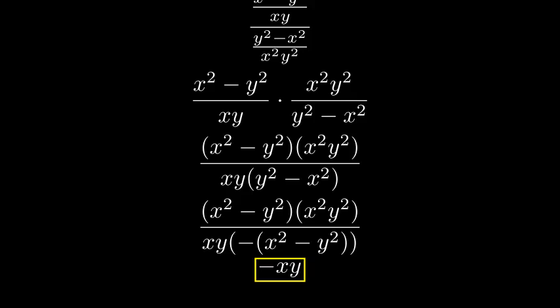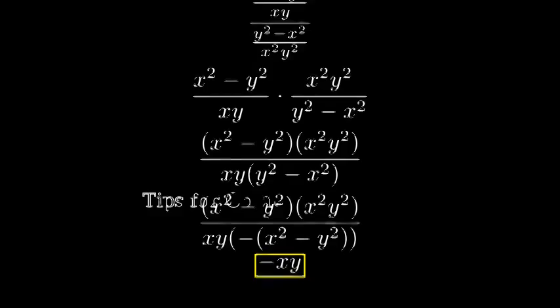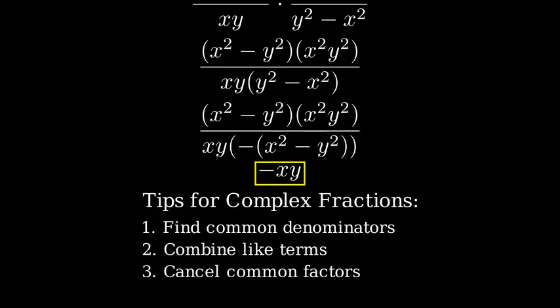This complex fraction simplifies to a simple product of variables with a negative sign. Remember, when simplifying complex fractions, find common denominators, combine like terms, and look for opportunities to cancel common factors.